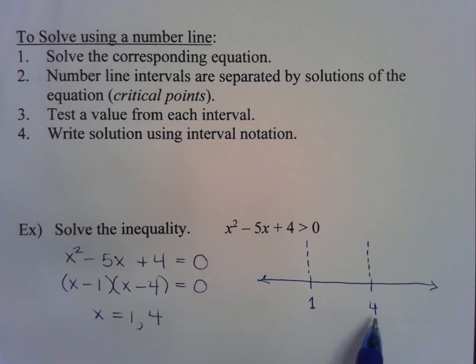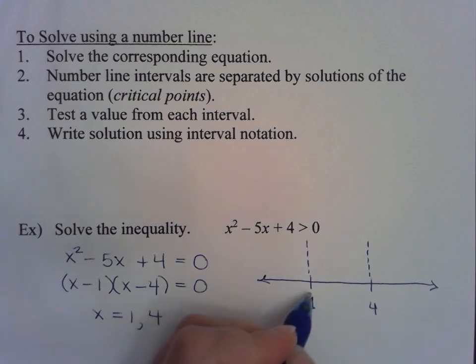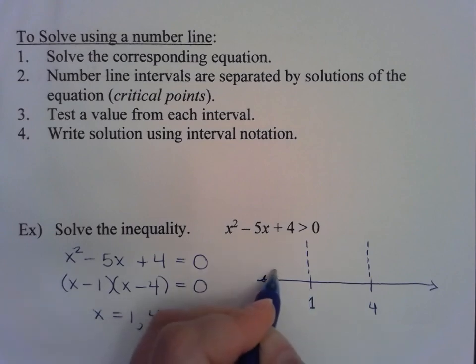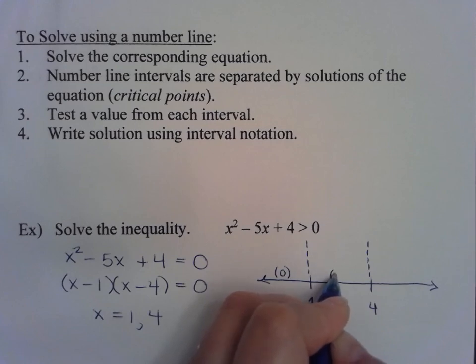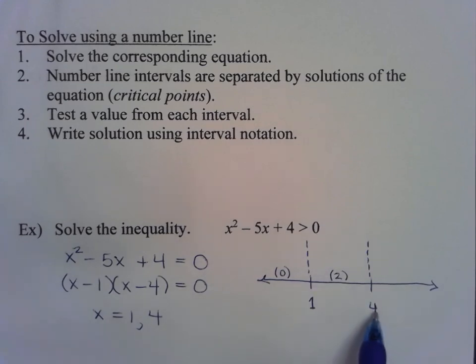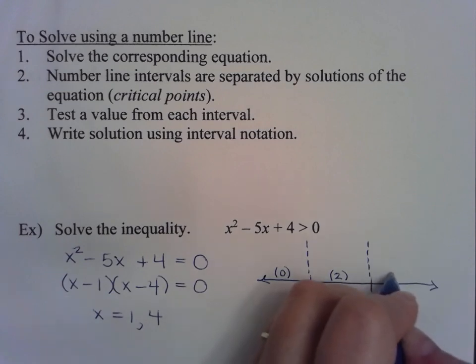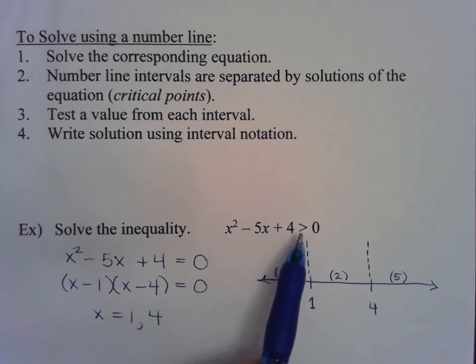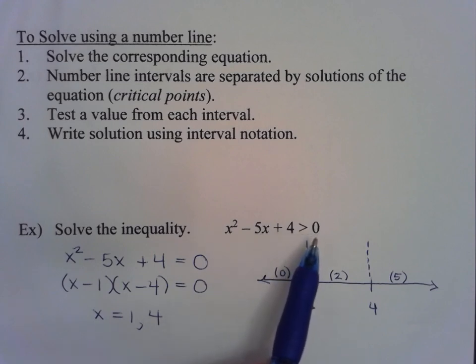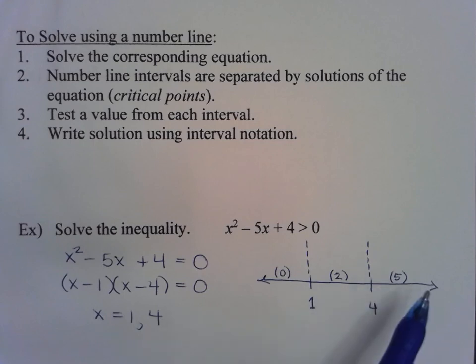We don't want to test 1 and 4. We already know what 1 and 4 do. They make the whole thing equal to 0. We want to test numbers in between 1 and 4. So something smaller than 1, you can pick any number you like. 0 is a really easy choice. Okay, pick a number between 1 and 4, maybe 2. And then pick a number greater than 4. 5 might be a good choice. Any number is fine. Okay, and then I want to plug them in to see if they make the expression here positive, bigger than 0, or negative. And I'm going to mark that on my number line.